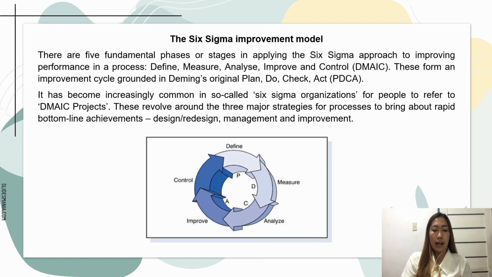The next is analyze, to analyze the data, to prioritize key input variables, and identify waste. Next phase is improve, to verify critical input variables, design improvements, and pilot the new process. Lastly is control, to finalize the control system and verify long-term capabilities.